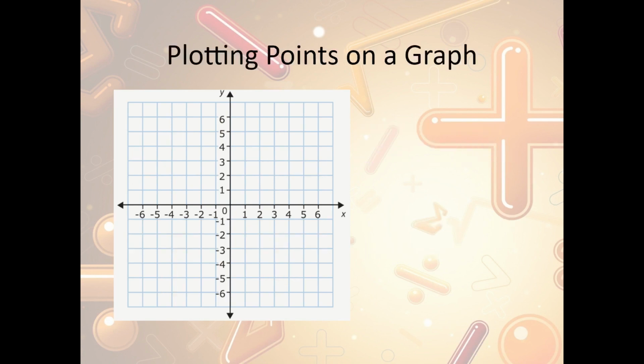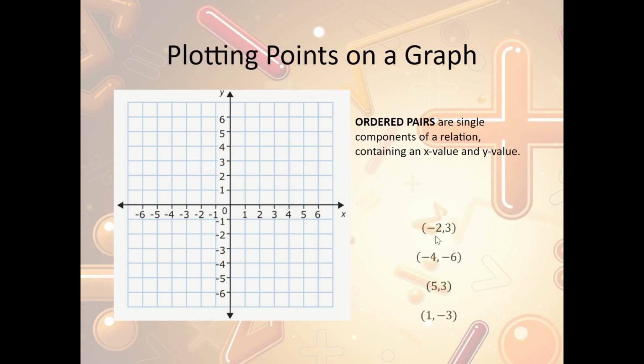Now, how do we plot points on the graph? Well, first of all, we're given ordered pairs. Ordered pairs are single components of a relation containing an x value and a y value. So what that means is we're given an x and a y. For instance, this is an ordered pair, -2, 3. The way this works is my x goes first and then my y. If you have trouble remembering that, just remember that they go in alphabetical order.